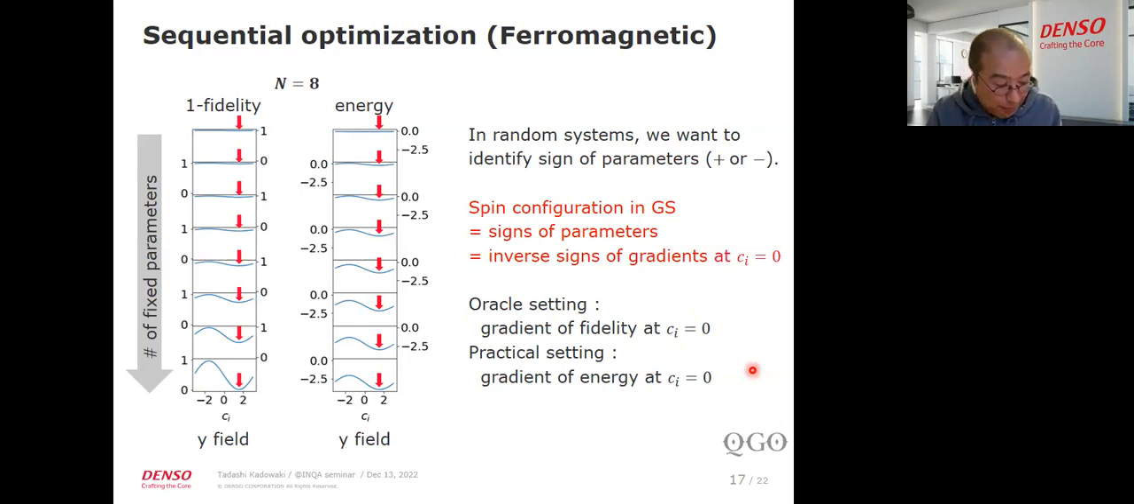Okay, so towards the design of the algorithm, we want to confirm another thing, how to implement the sequential optimization. We still use the ferromagnetic model. So far we optimized the single parameter C, just two parameters, B and C. And we didn't think about site-dependent C_i. But now we think about the site-dependent Y field. Okay, so for fidelity and energy, in the ferromagnetic model all spins are equivalent, so I just tested one site. And we can see that this is almost straight, but slightly curved. And this is the optimal value.